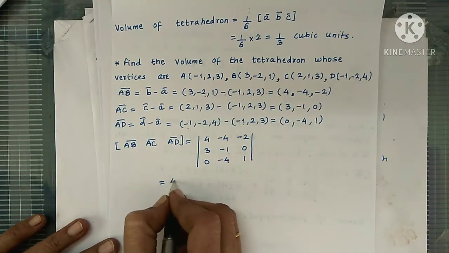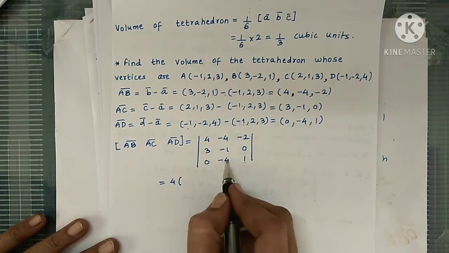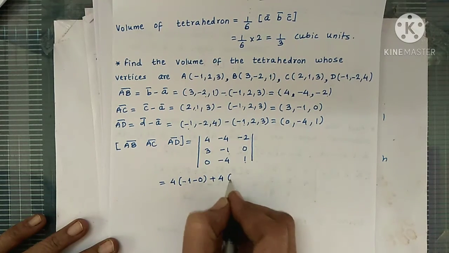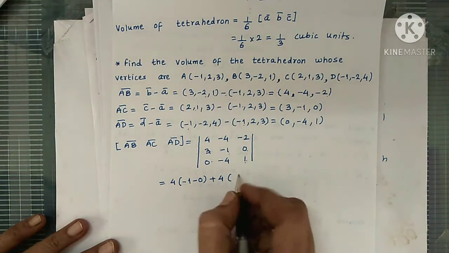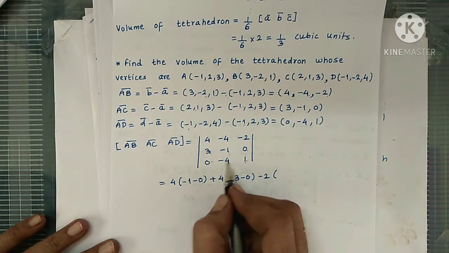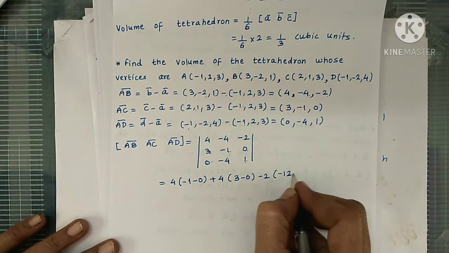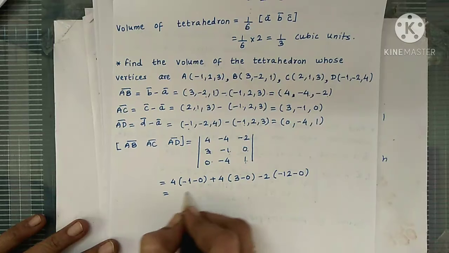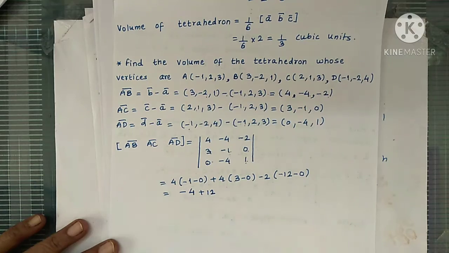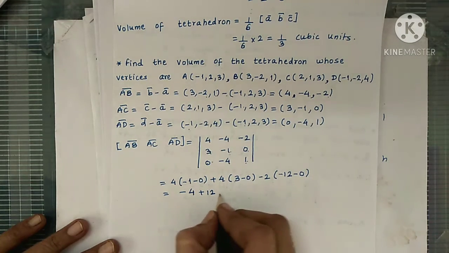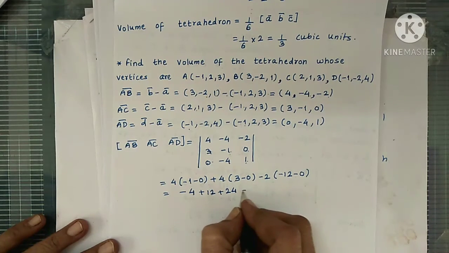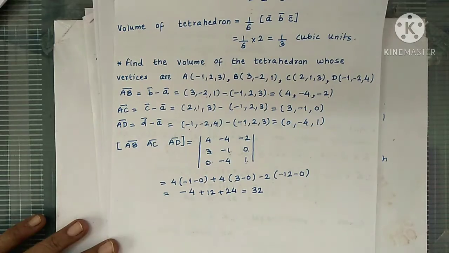So simplifying this, we have 4 times minus 1 minus 0, then plus 4 times 3 minus 0, then minus 2 multiplied by minus 12 minus 0. So it is 4 into minus 1, minus 4. 4 into 3, that is 12. And minus 2 into minus 12, that is plus 24. Now 12 minus 4 is 8, and adding 8 to 24 we get 32.